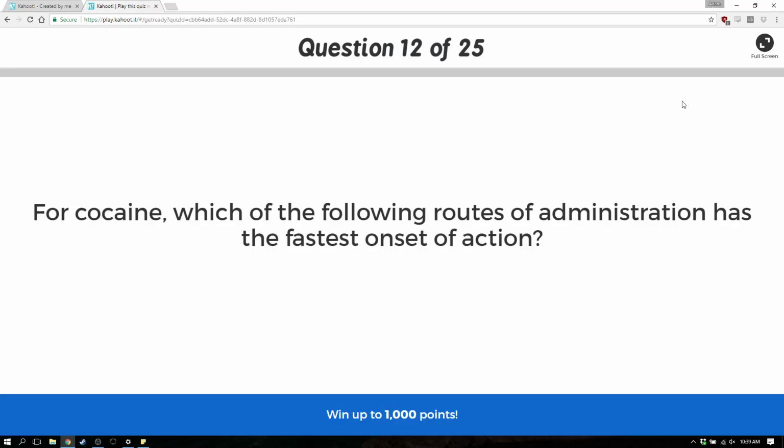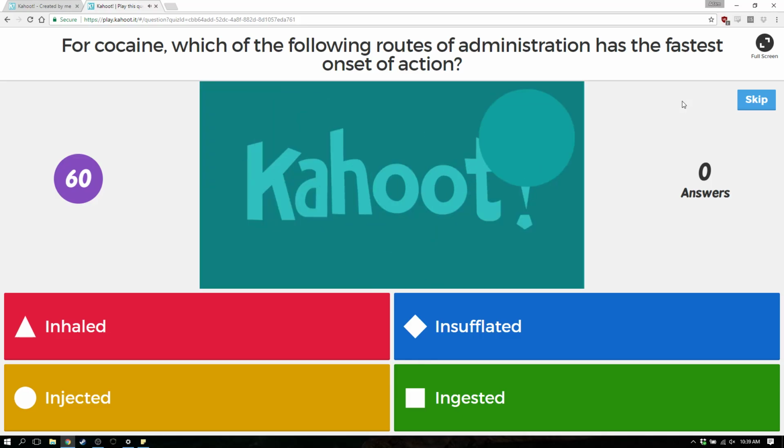Continuing on. For cocaine, which of the following routes of administration has the fastest onset of action? So using our knowledge of routes of administration, what do we think? What is insufflation? You take your dollar bill and do a line. Yeah, so snorting cocaine would be insufflation.